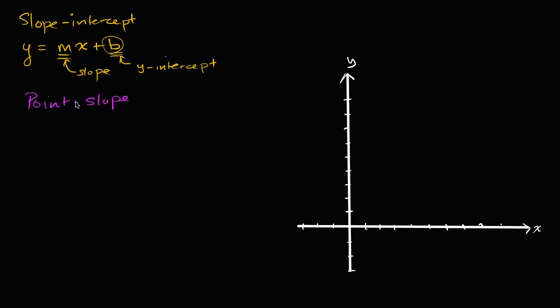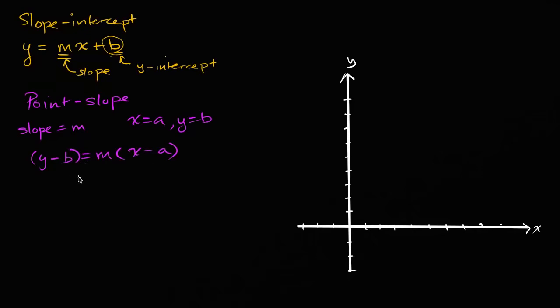Point-slope form. In point-slope form, if you know that the line that represents the solutions of an equation has a slope m, and if you know that x equals a, y equals b satisfies that equation, then in point-slope form you could express the equation as y minus b is equal to m times x minus a. This is point-slope form, and we do videos on that.